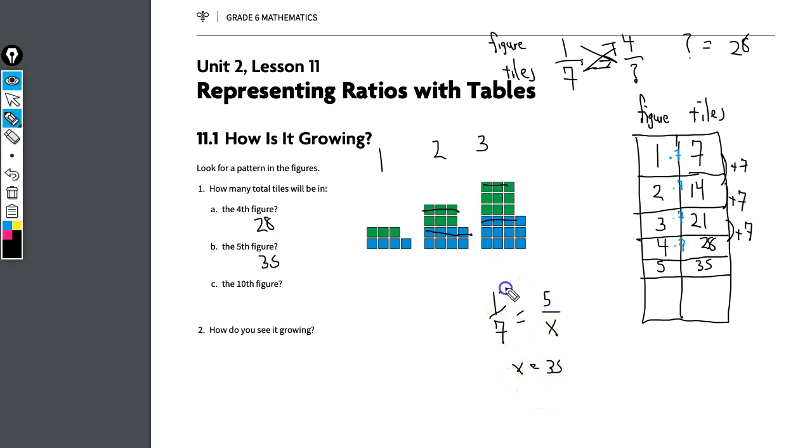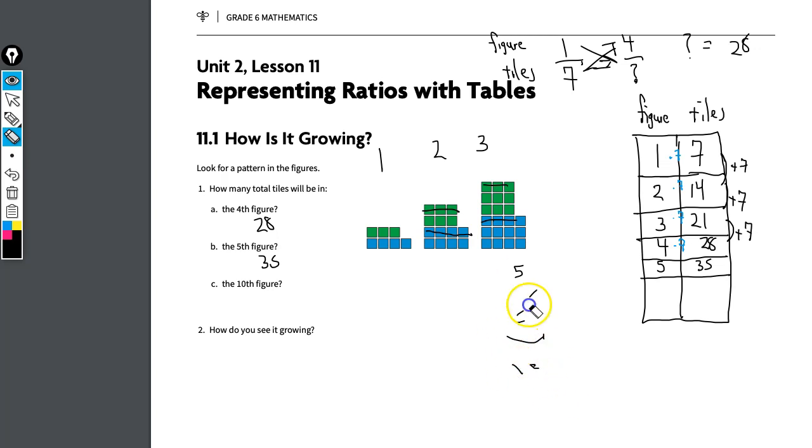By the way, this works because 1 times 5 is 5, and 7 times 5 is 35. That's where that comes from. That's why the cross multiplication works. I don't want you to ever think like I'm just going to throw something at you and never explain where it comes from. That's where it comes from.